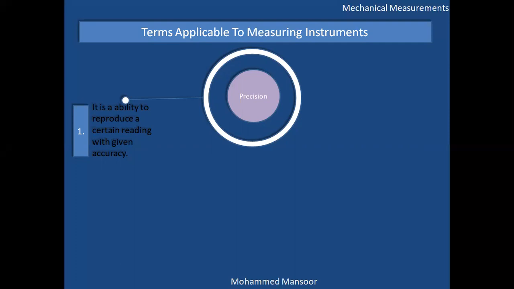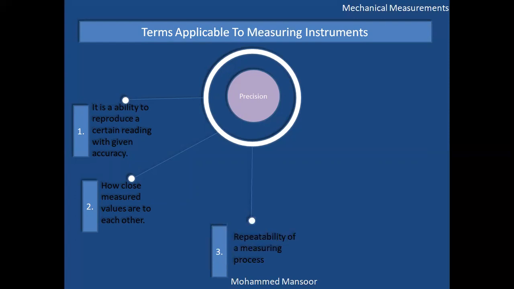It's an ability to reproduce a certain reading with a given accuracy. So we call it an ability of an instrument. What kind of ability does it have? It has an ability to reproduce a certain reading again and again. We can also call it how close the measured values are with each other. We have taken the first, second and third readings, and how close these three readings are, we can regard as precision.